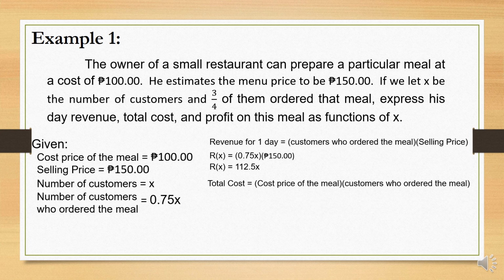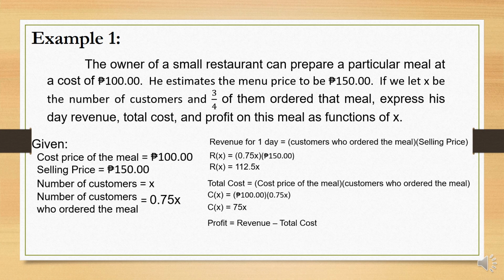Total cost is equal to the cost price of the meal times customers who ordered the meal. We will now represent the total cost as C of X is equal to 100 pesos times 0.75x. So, the total cost with respect to X or number of customers is equal to 75x.